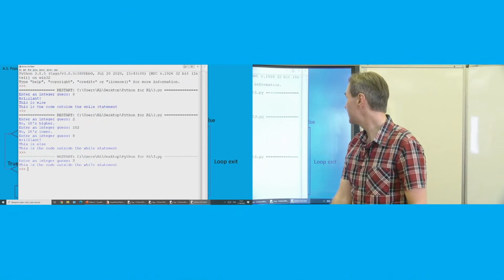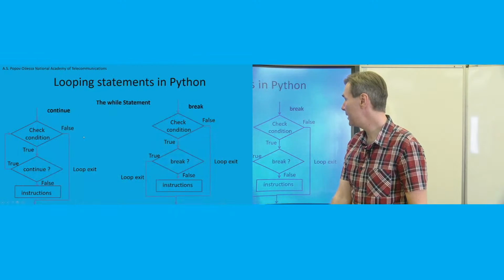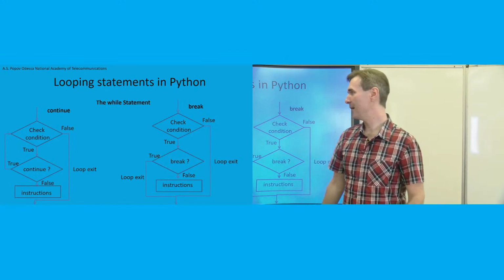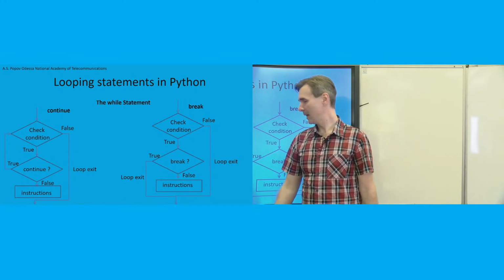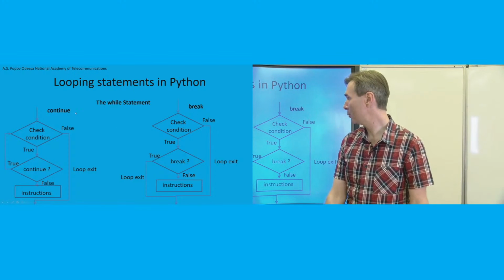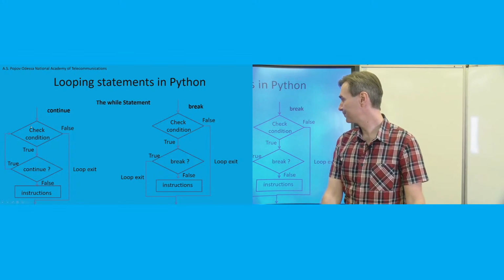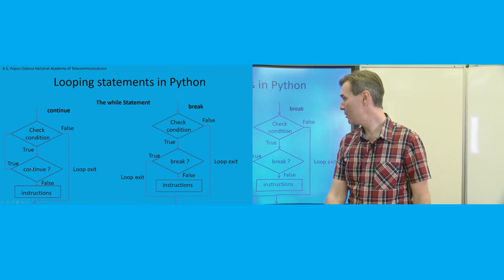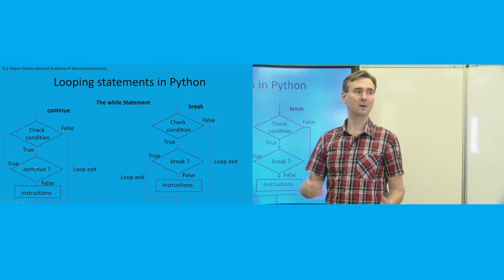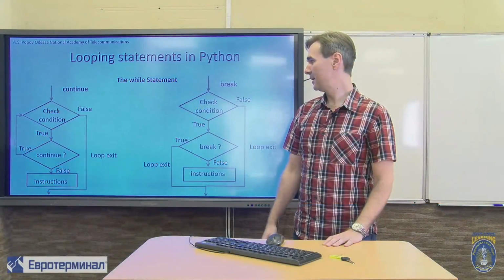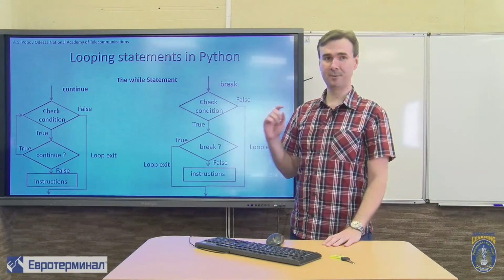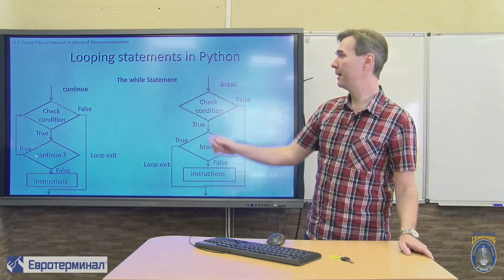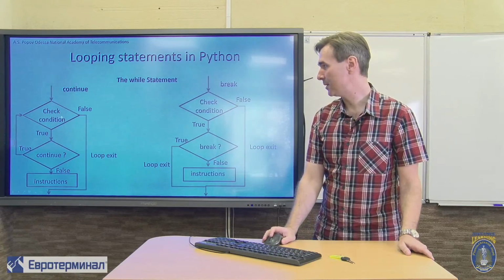Now let's take a look at another keyword that we can use to influence a cycle, and that keyword is continue. So here you see how it works. We start a loop and then we go to check the continue condition. If the condition is true, we are not exiting the loop, we are going to the new iteration.